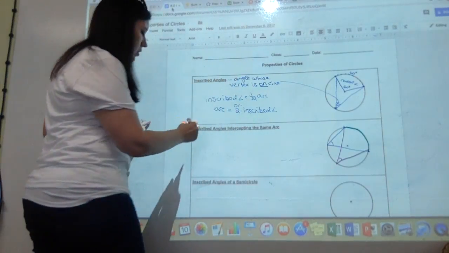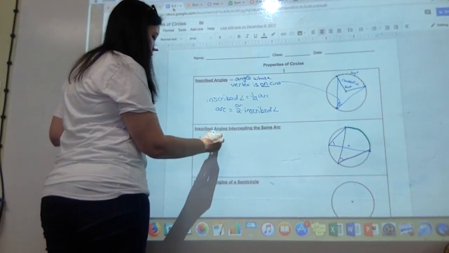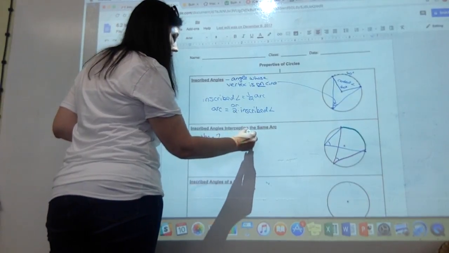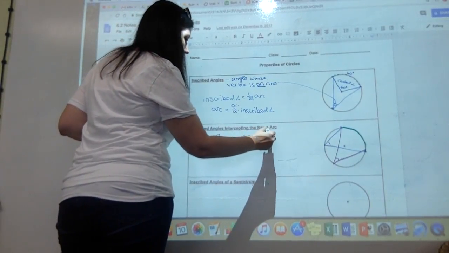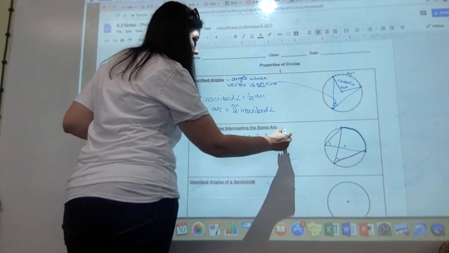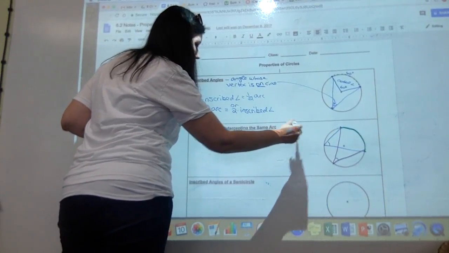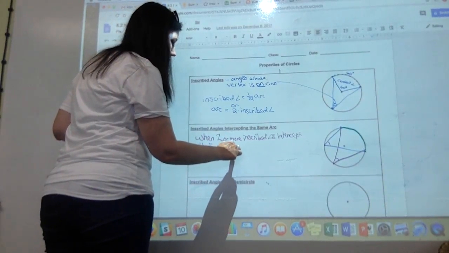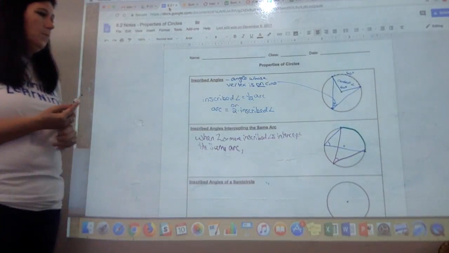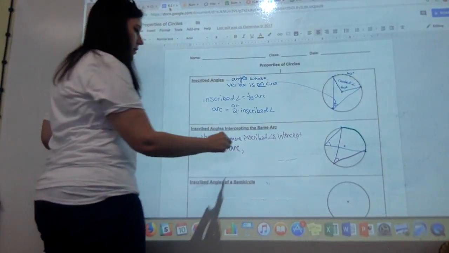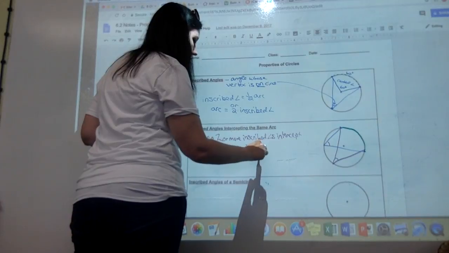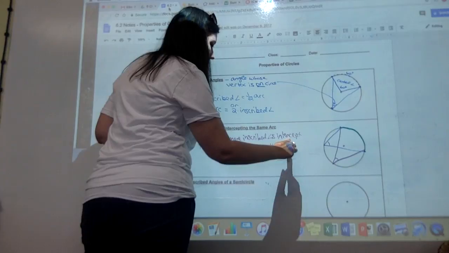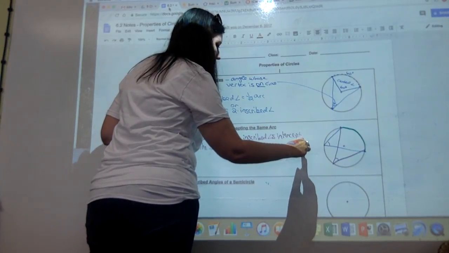So for my rule: when two or more inscribed angles intercept the same arc, what's true? The angles are equal. They have the same angles. The inscribed angles are congruent.